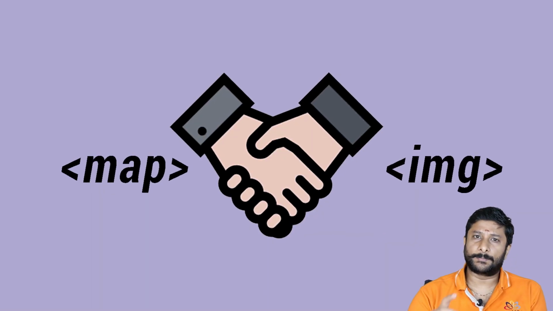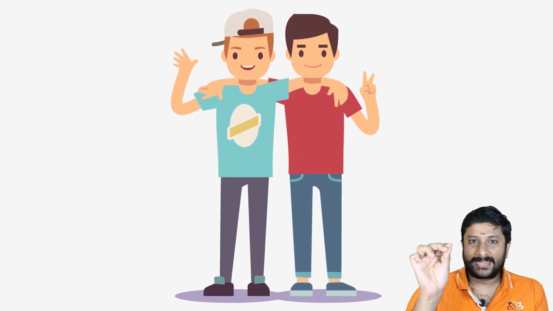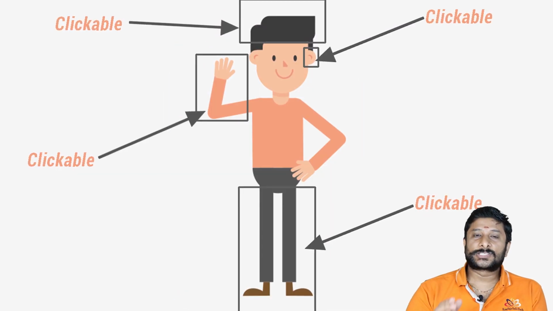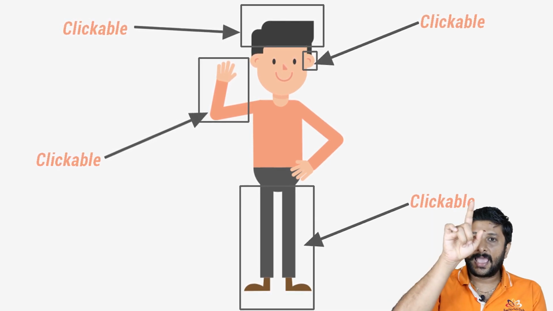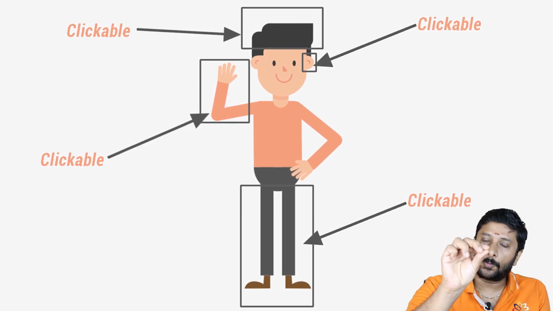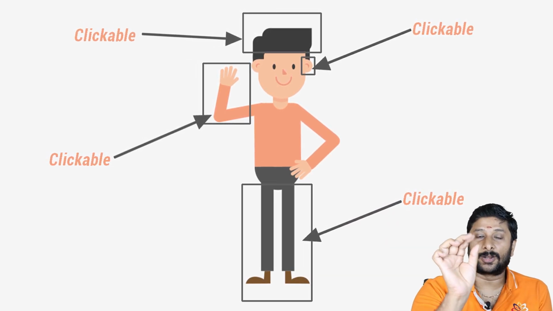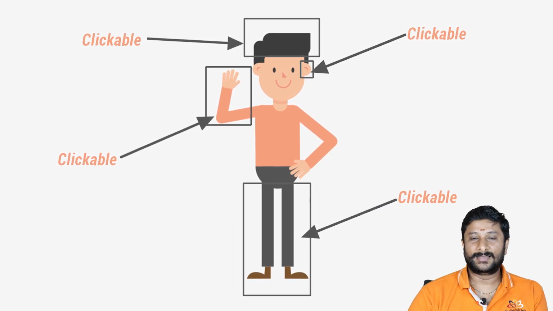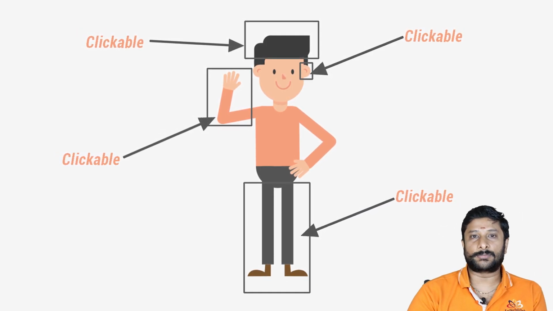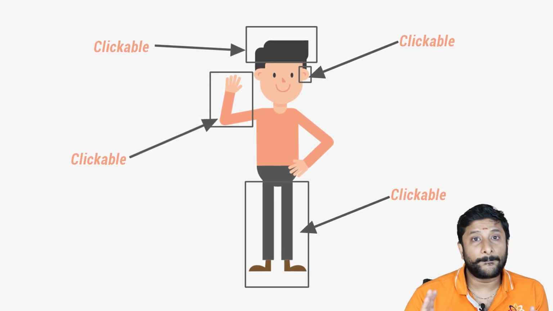What is a map tag, sir? Map tag is aligned with image tag. So map tag and the image tag are friends. In the image tag, I can specify a particular portion that I want to zoom. On clicking a particular portion, I want to do something. I want to redirect the link to some other place if I click a particular portion of an image. In that case, we can have a map tag.